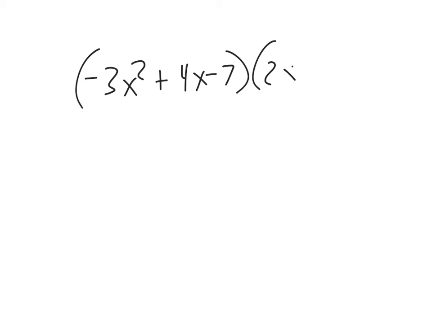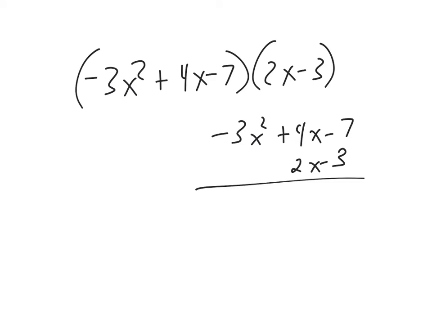Let's say I got negative 3x squared plus 4x minus 7 times 2x minus 3. Okay, so if I line them up and do the vertical part, I could do it this way. I got positive 21, 7 times 3. And then I'm going to take my 3 times my 4, so that's going to be a negative 12x. And then I'm going to take my 3 times my 3, and that's going to end up positive, isn't it? 9x squared. Since they're both negative, it becomes positive. And then I leave a blank.